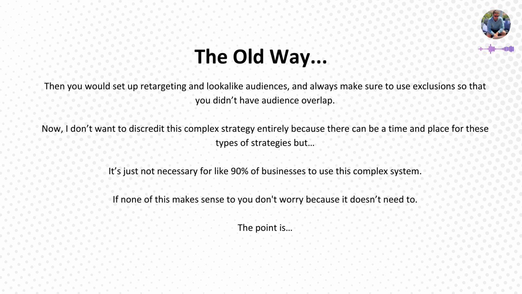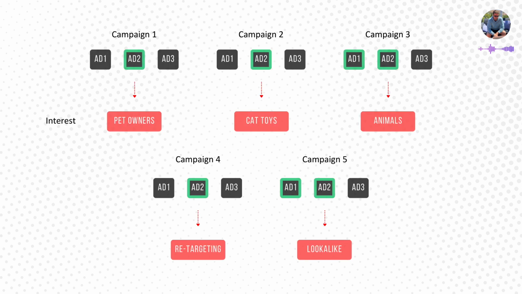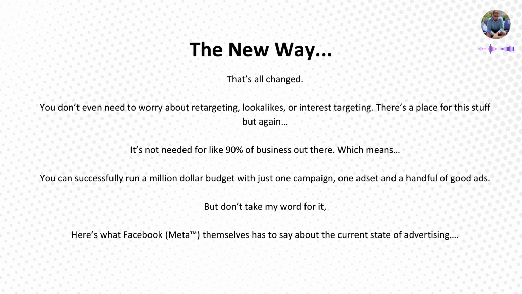And if none of this makes sense to you, don't worry because it doesn't need to. Because the point is, running ads used to be this complex system of multiple campaigns and interests and retargeting and lookalikes, but that's all changed. You don't even need to worry about retargeting, lookalikes, or interest targeting. There is a place for this stuff, but again, it's not needed for like 90% of businesses out there, which means you can successfully run a $1 million budget with just one campaign, one ad set, and a handful of good ads. But don't take my word for it.